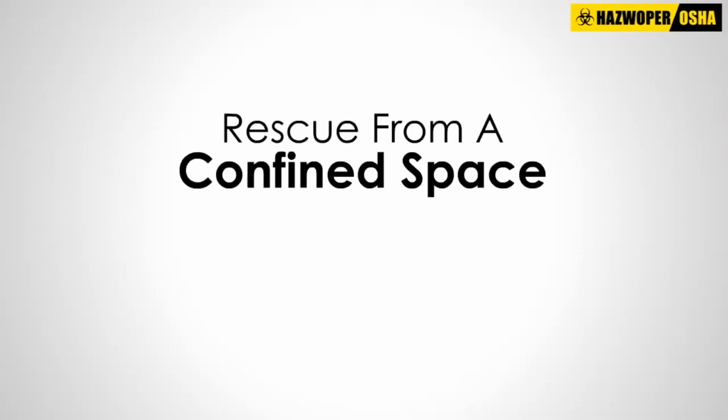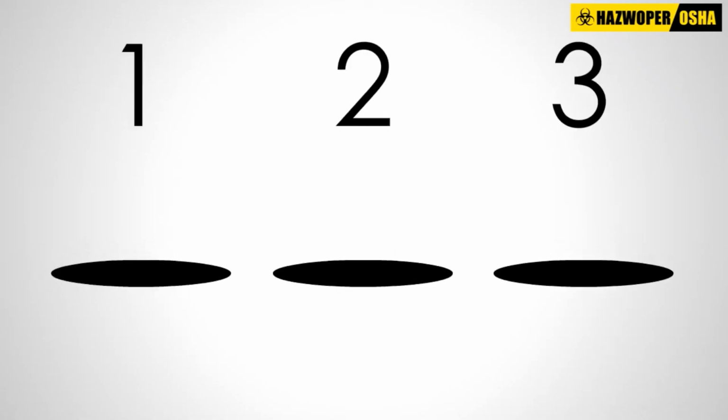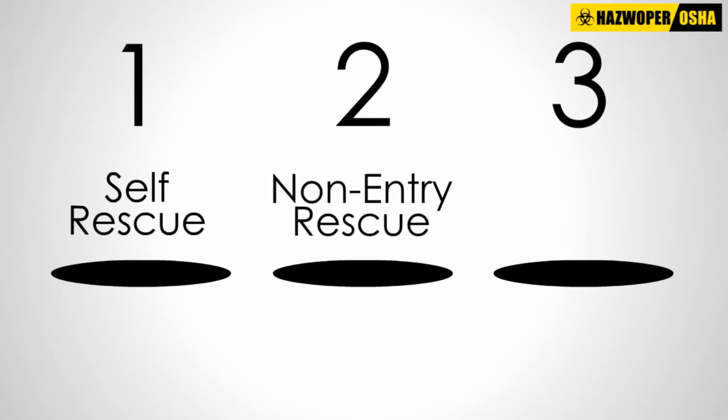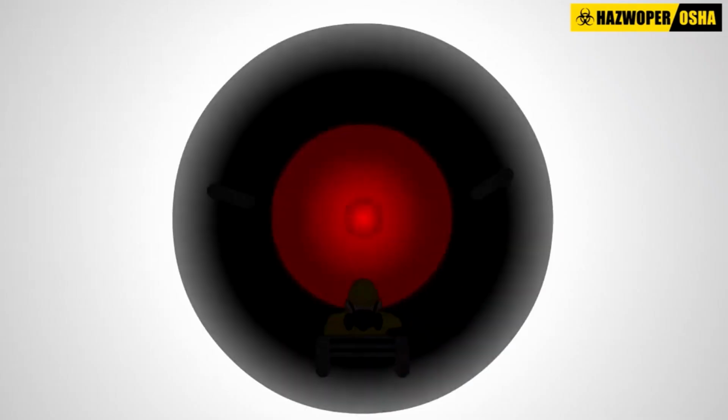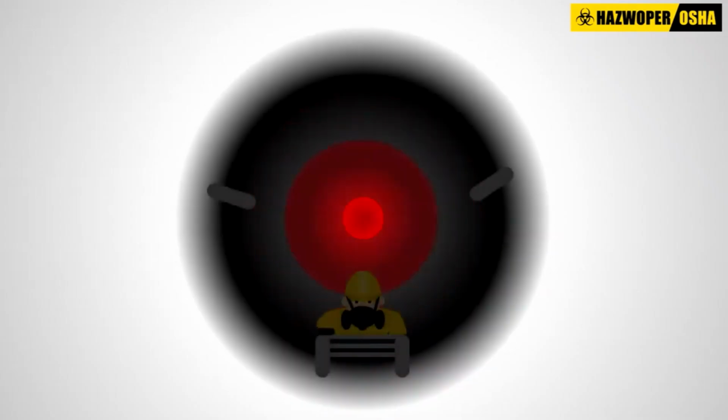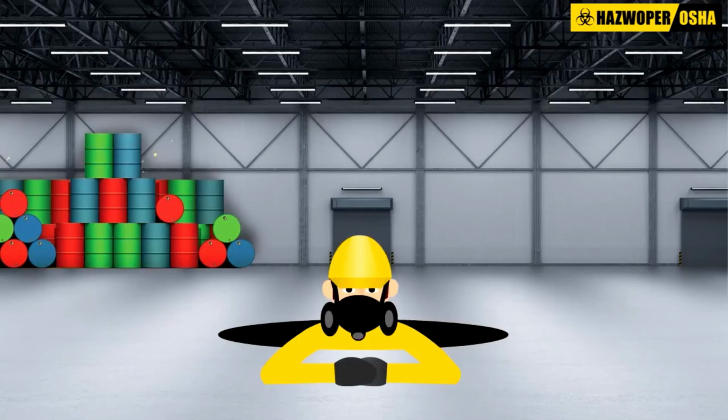Rescue from a confined space. In a confined space setting, there are three types of possible rescues: self-rescue, non-entry rescue, and entry rescue. Self-rescue is performed by authorized entrants themselves when they spot a hazard and are able to escape from the situation without aid.